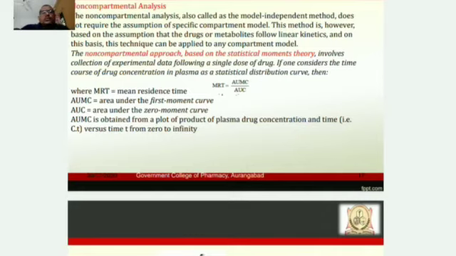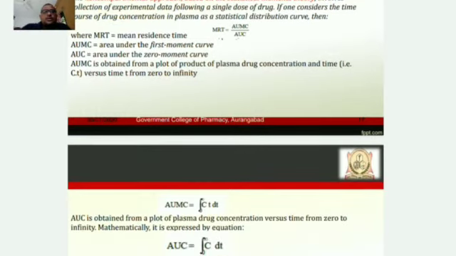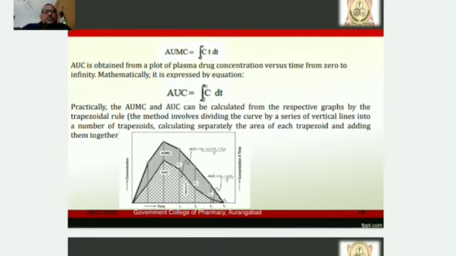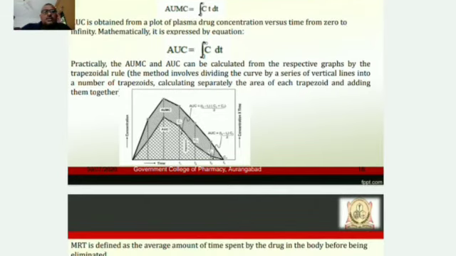Now the area under the first moment curve is obtained from the plot of the product of plasma drug concentration and time versus time from 0 to infinity. This is the mathematical approach, and by integration we can determine this area under the curve. Practically, the area under the first moment curve and the area under the curve can be calculated from the respective graph by using the trapezoidal rule. So from the trapezoidal rule we can calculate the MRT, mean residence time, also.